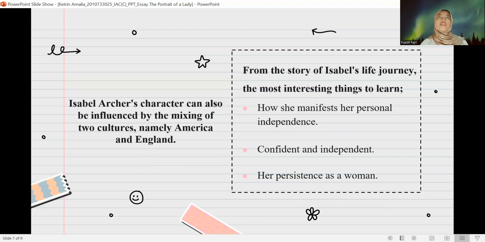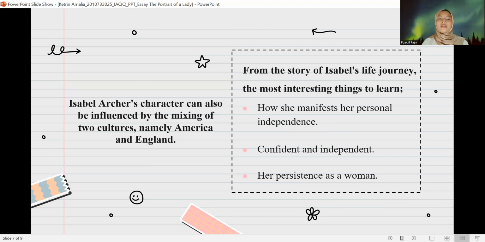Next, when she wanted to meet her cousin and when she was returning to Rome, the woman showed her independence because it was her own choice. She always followed her heart. And the number two is confident and independent, because she has choices, and even though several times her decisions often have negative impacts on her life, at least she is herself.